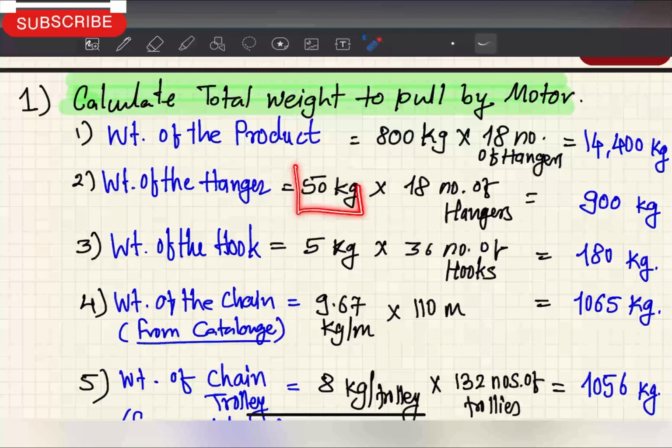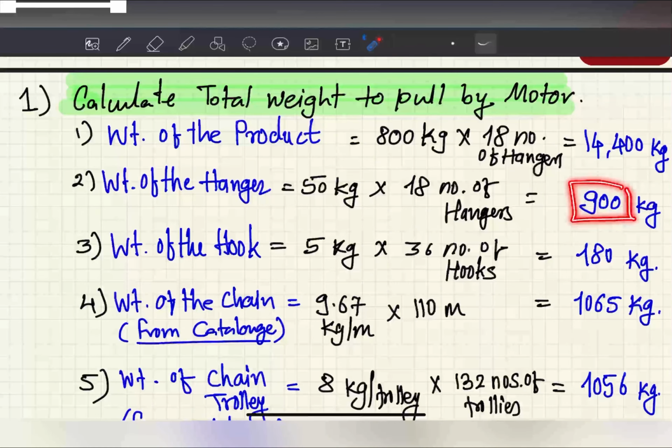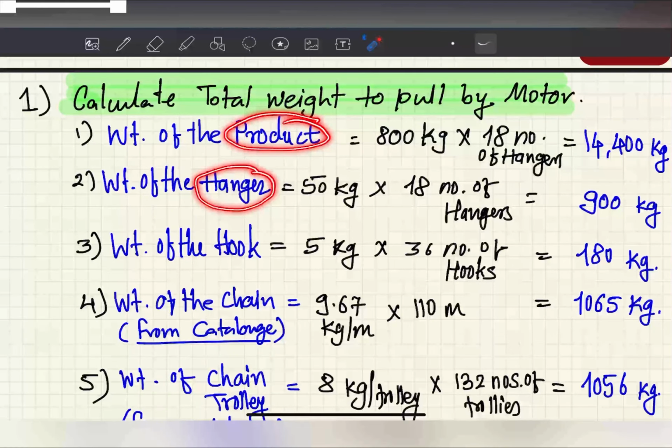Second point we need to see is weight of the hanger. As per our design, we have seen that we have 50 kg each hanger has to be designed to carry the 800 kg of weight. Now 50 kg per hanger into 18 number of hangers equals to 900 kg hanger weight itself need to be carried by the motor. First is product weight, then hanger weight.